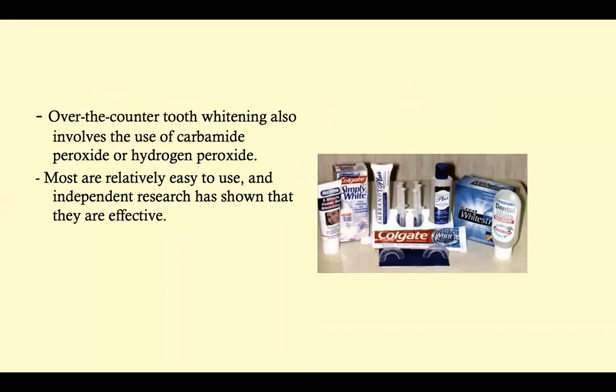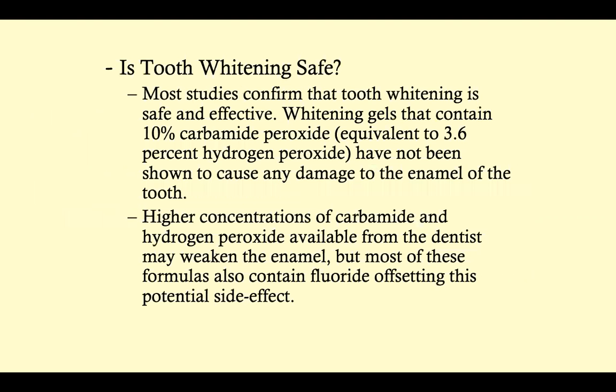So whitening also involves the use of carbamide peroxide or hydrogen peroxide. So when you go to the store in the market, you purchase a whitening agent. They also have carbamide and hydrogen peroxide. Most are relatively easy to use, and independent research has shown that they are effective.